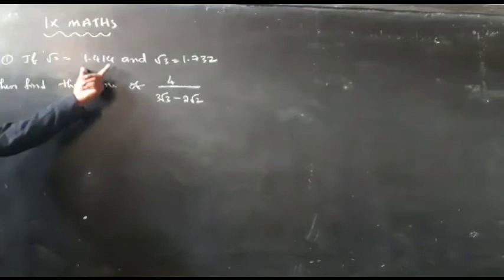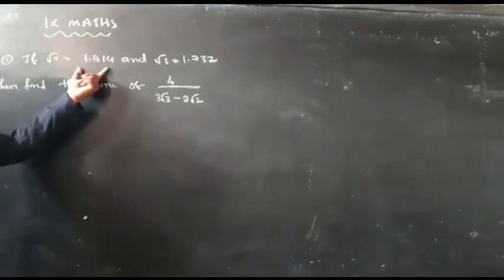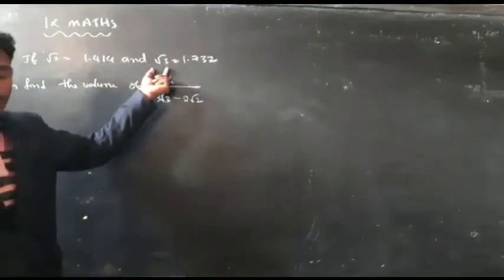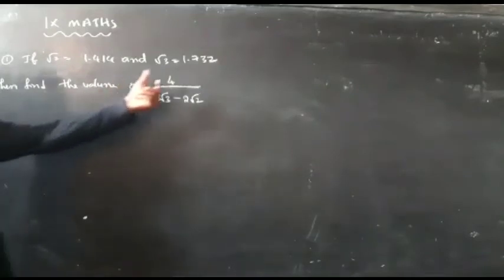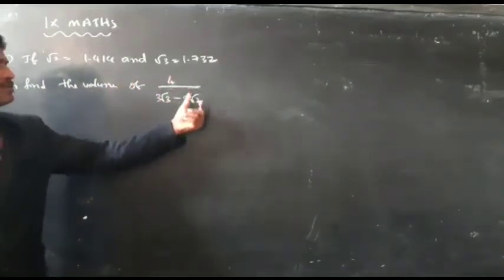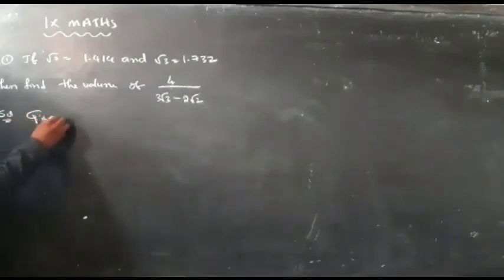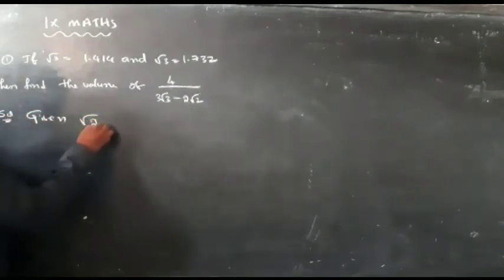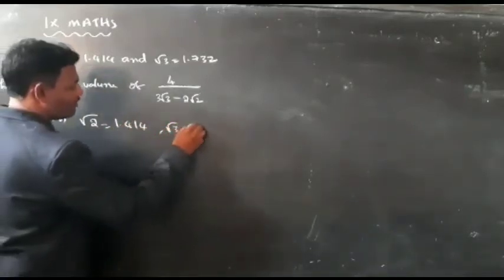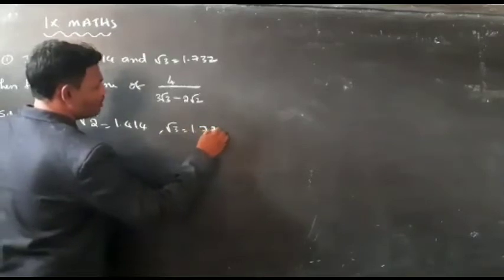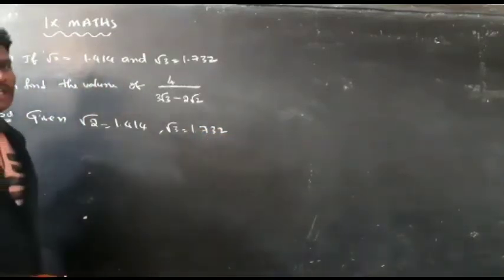If root 2 is equal to 1.414, what is the value of root 2? 1.414. And also the value of root 3, 1.732. Then find the value of 4 by 3 root 3 minus 2 root 2. Solution. First, what is the given? Here, the value of root 2 is 1.414 and also root 3 value is given, 1.732. Then you have to find the value of 4 by 3 root 3 minus 2 root 2.